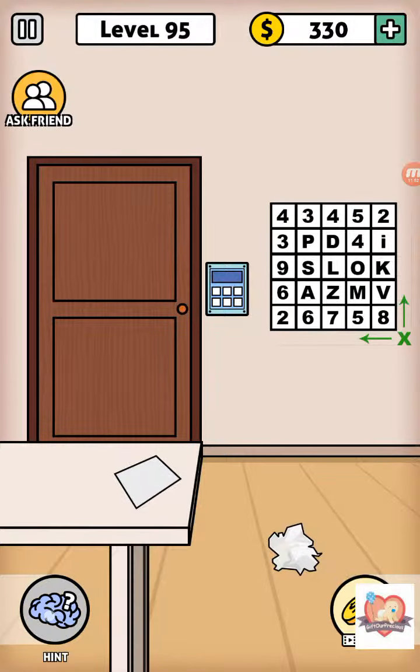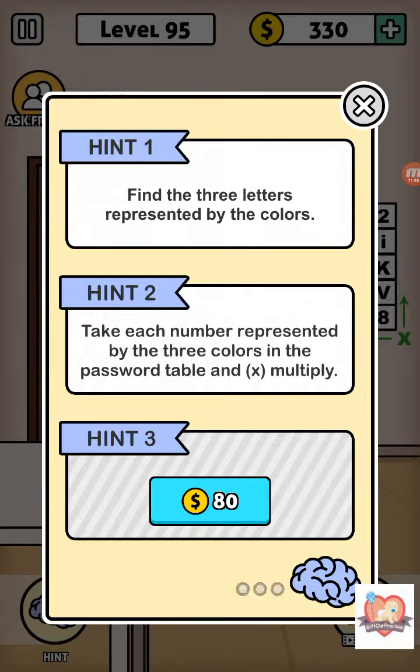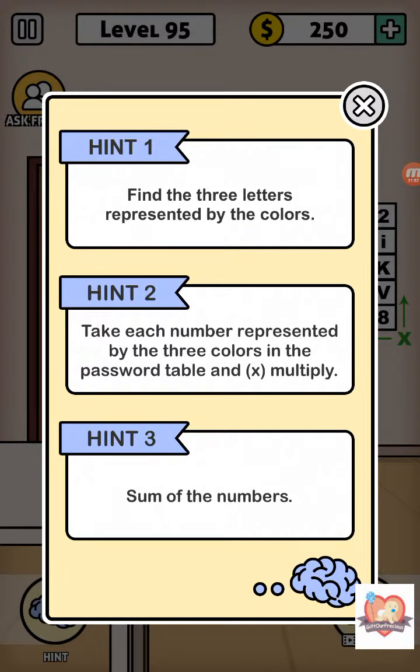Alright, let's buy another hint. Alright, I also know some of the numbers based on the clue. How come it says multiply, and then after it sum it up? Take each number represented by the three colors. After multiply, you have to sum it up. Take each number represented by the three colors in the password table, multiply, and then after you sum it up.